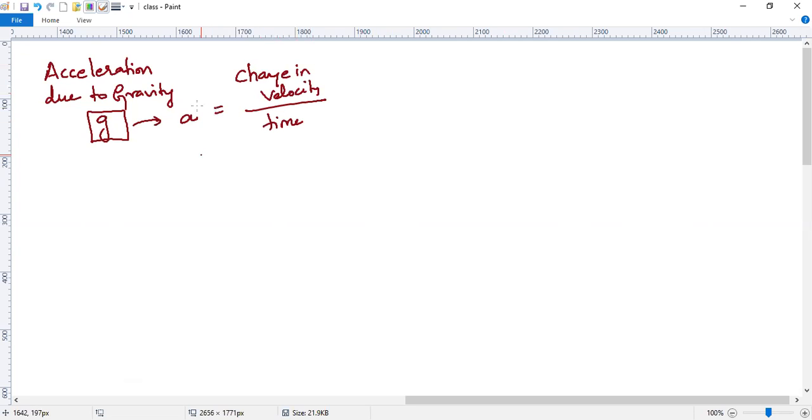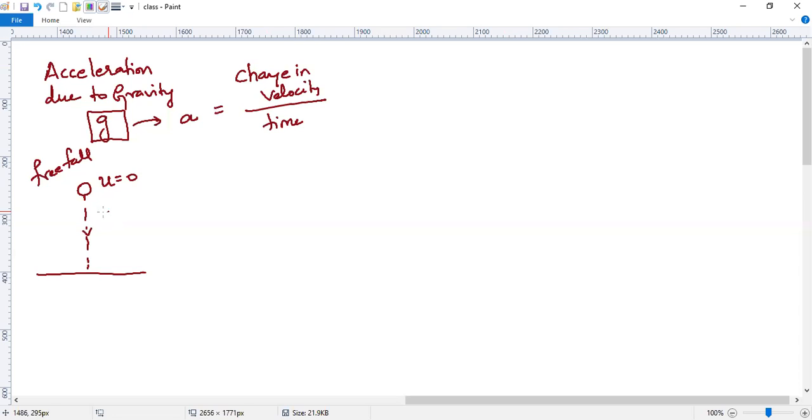Correct? So I release an object from above. Okay, it will keep falling towards the earth. I am just allowing it to have a free fall. Okay, what is free fall? Initially, no velocity is given to it. Initially its velocity is 0. Okay, as it goes down, what will happen? Its velocity will keep on increasing.